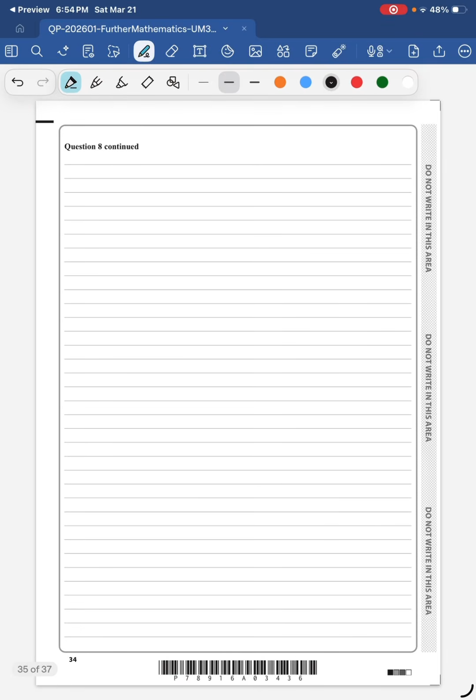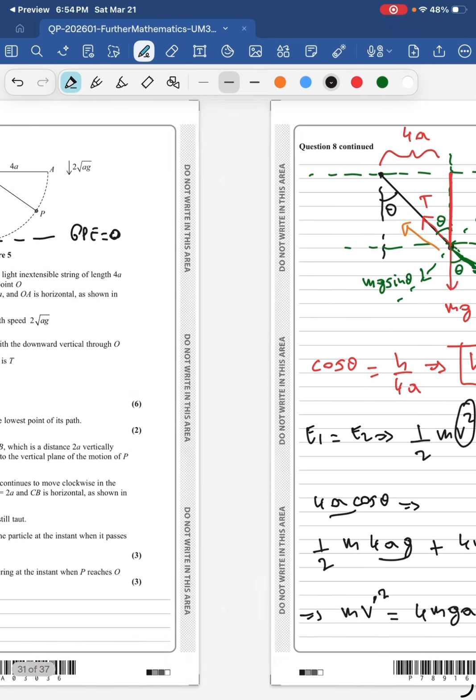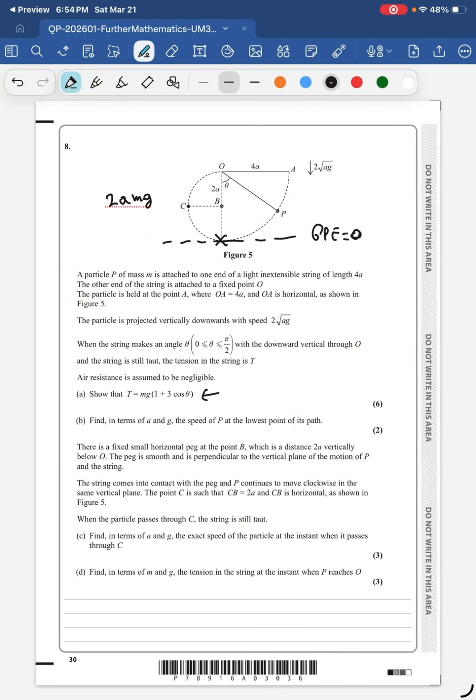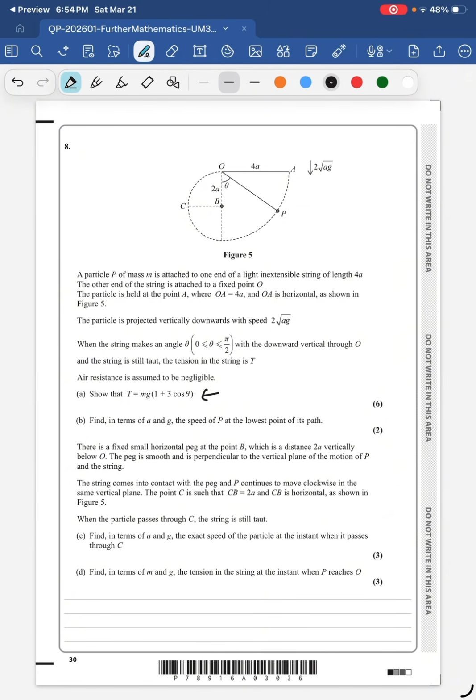Okay, do we have more space? We do. This was part C. Now, part D: find, in terms of m and g, the tension in the string at the instant when P reaches O. So let's erase this yet again. They ask us for the tension when the particle comes back there.